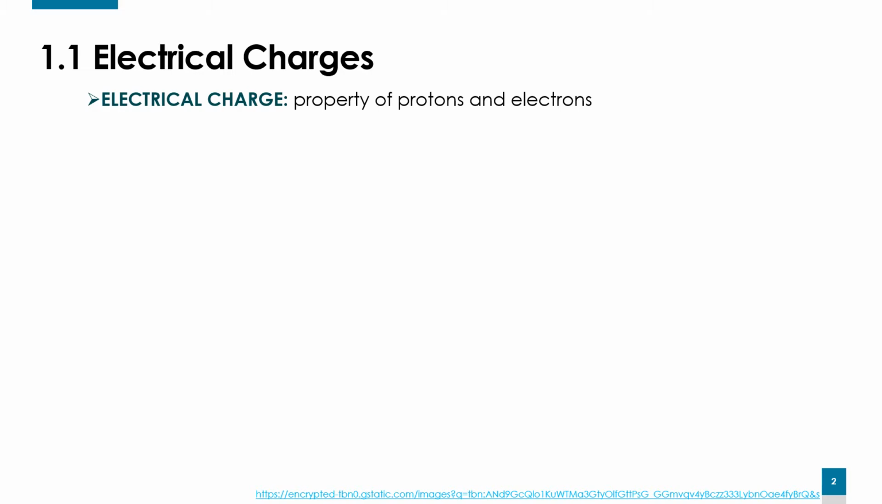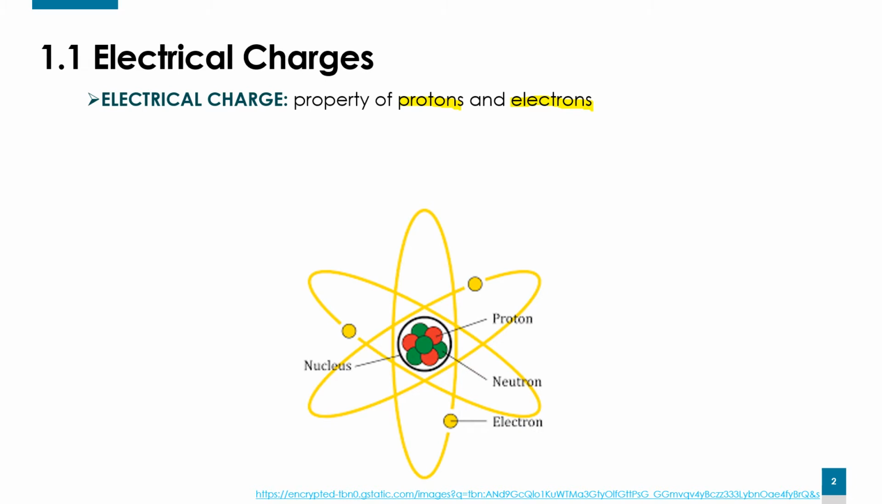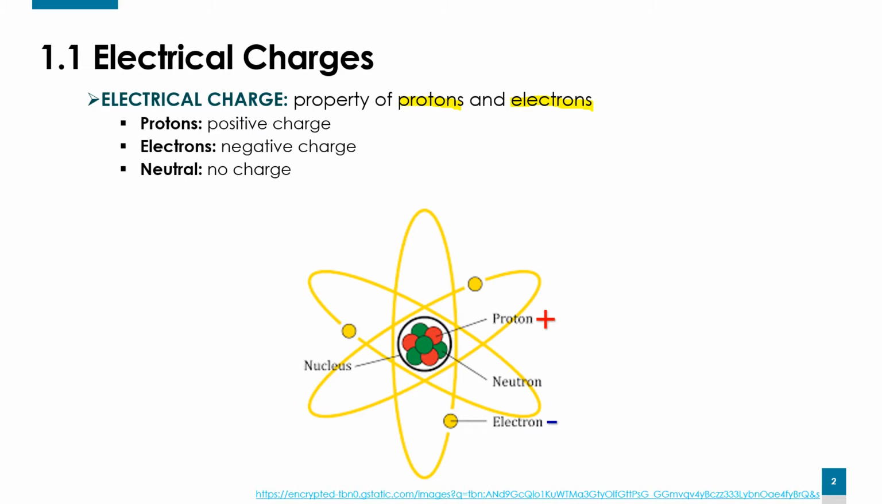So as you remember in the previous presentation, electrical charge is the property of protons and electrons. And where are they? In the atom, right? So protons, where are they? Are they in the atoms? In the nucleus. And the electrons in the electrosphere. And what are their charges? So protons are positive charge. Electrons, negative charge. Neutron, no charge at all.